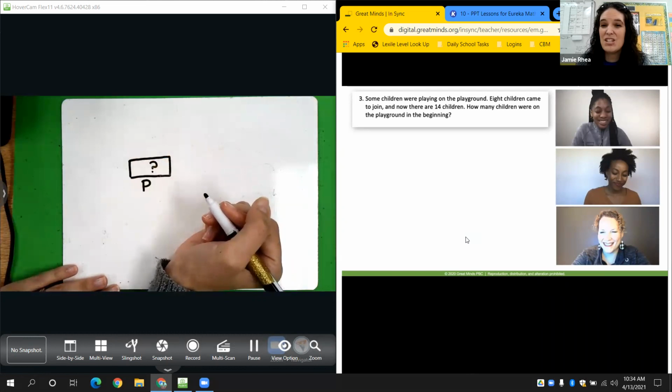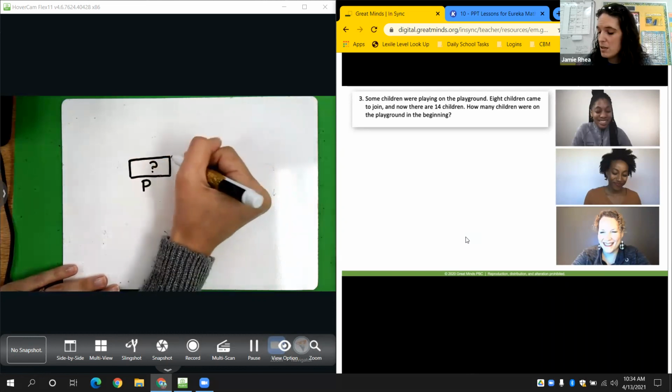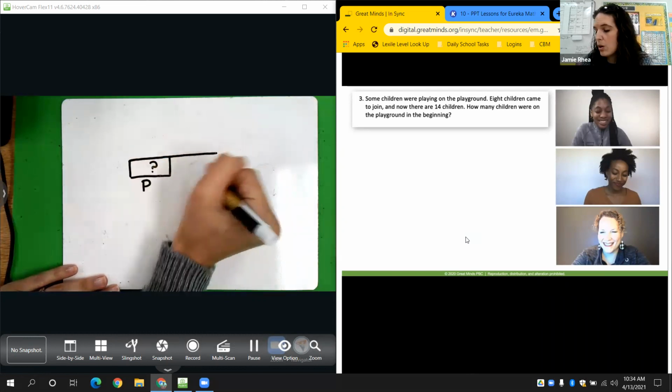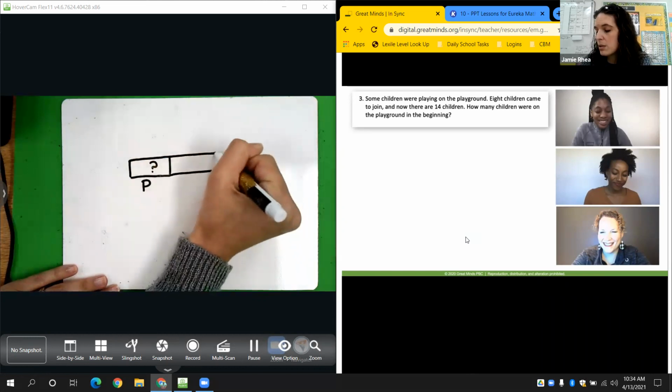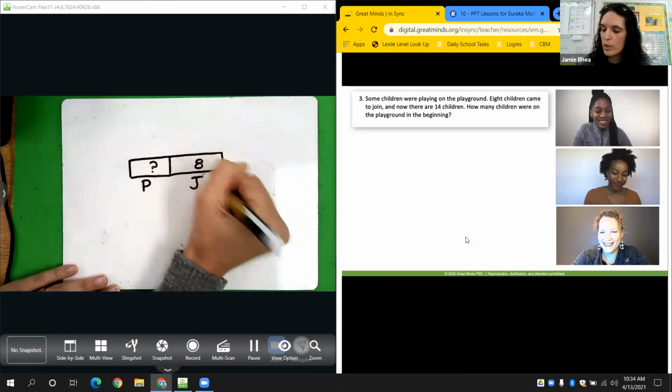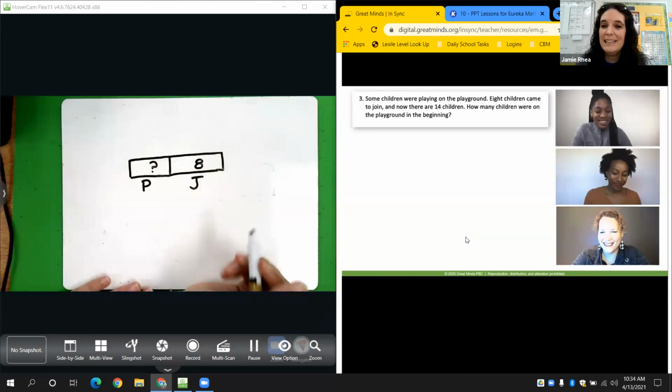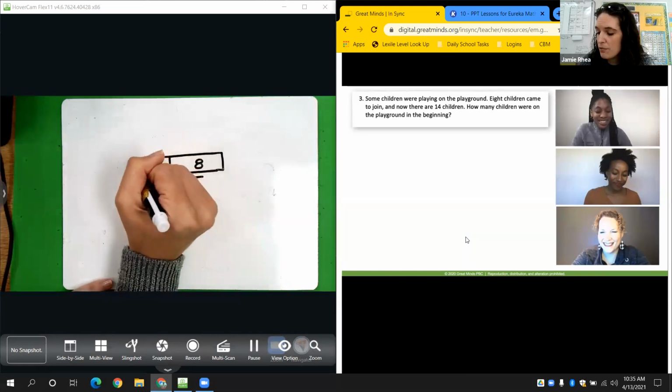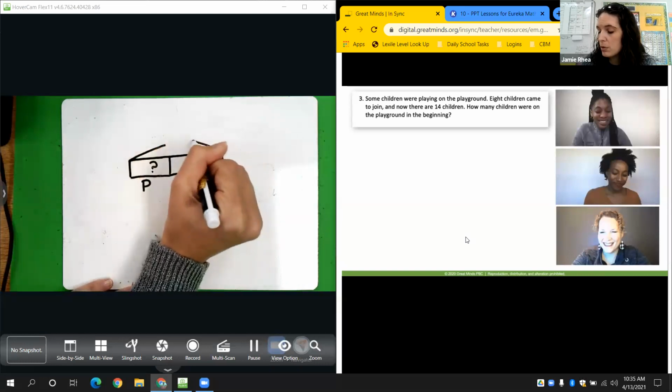Then it says 8 children came to join. So we're going to draw a box, put an 8 in it, and we're going to put the J for join, okay? Now there are 14 children. Now I know that 14 is my total.